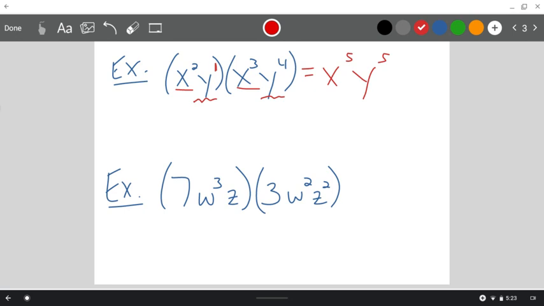When your variables have coefficients and you're multiplying, you just multiply the coefficients like normal. 7 times 3 is just 21. And then you add the exponents on the variables. So the w would be w cubed times w squared, which is w to the 5th. And then invisible 1 on the z. So z to the 1st times z squared would be z cubed.